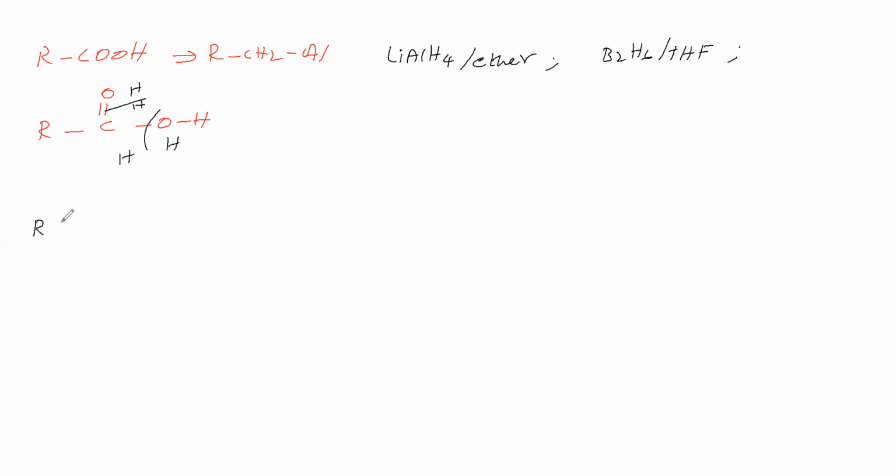Then next one is ester. Ester into alcohol, that we will see. Ester we will write as R C double bond O single bond O single bond R dash.